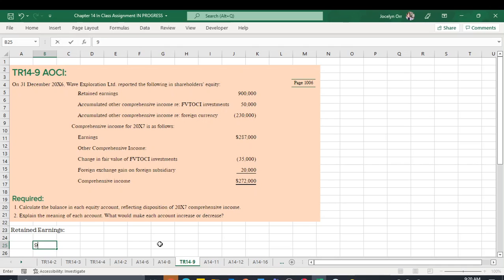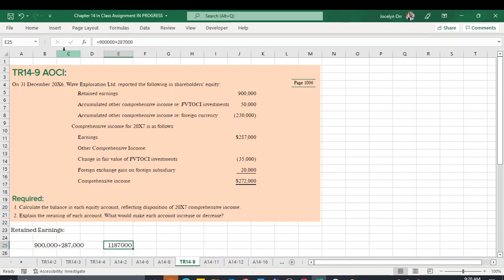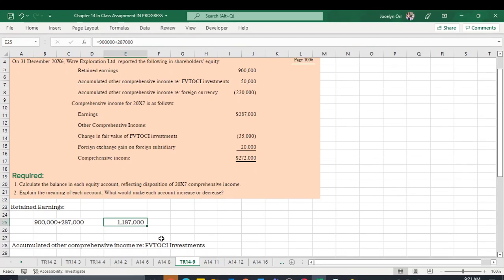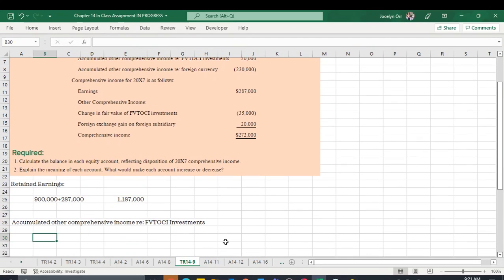So when it comes to our retained earnings, we of course have our initial balance, and then the only other thing that is affecting that retained earnings directly is going to be our earnings of $287,000. Okay, so those are the only two transactions that are impacting our retained earnings directly, which is going to give us a balance of $1,187,000.